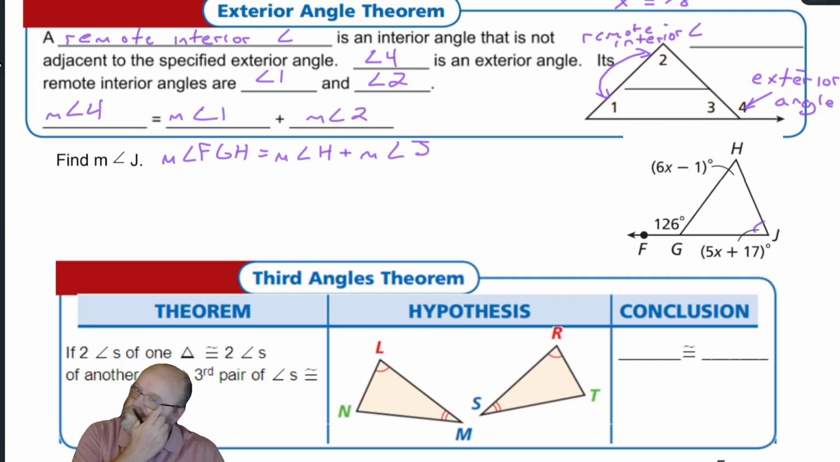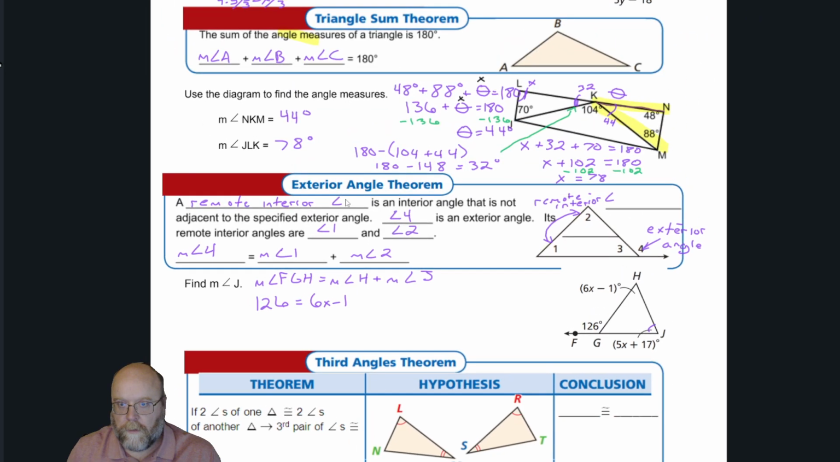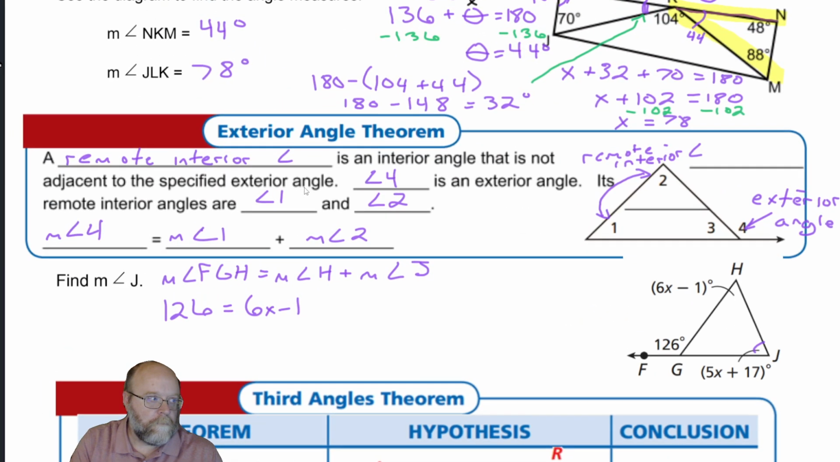Okay. So now we just substitute in. The measurement of angle FGH is 126, which is equal to the measurement of H. Come over to H. There it is: 6x minus 1. And then plus, from the equation, the measurement of angle J. That's over here: 5x plus 17. All right, we're combining like terms.